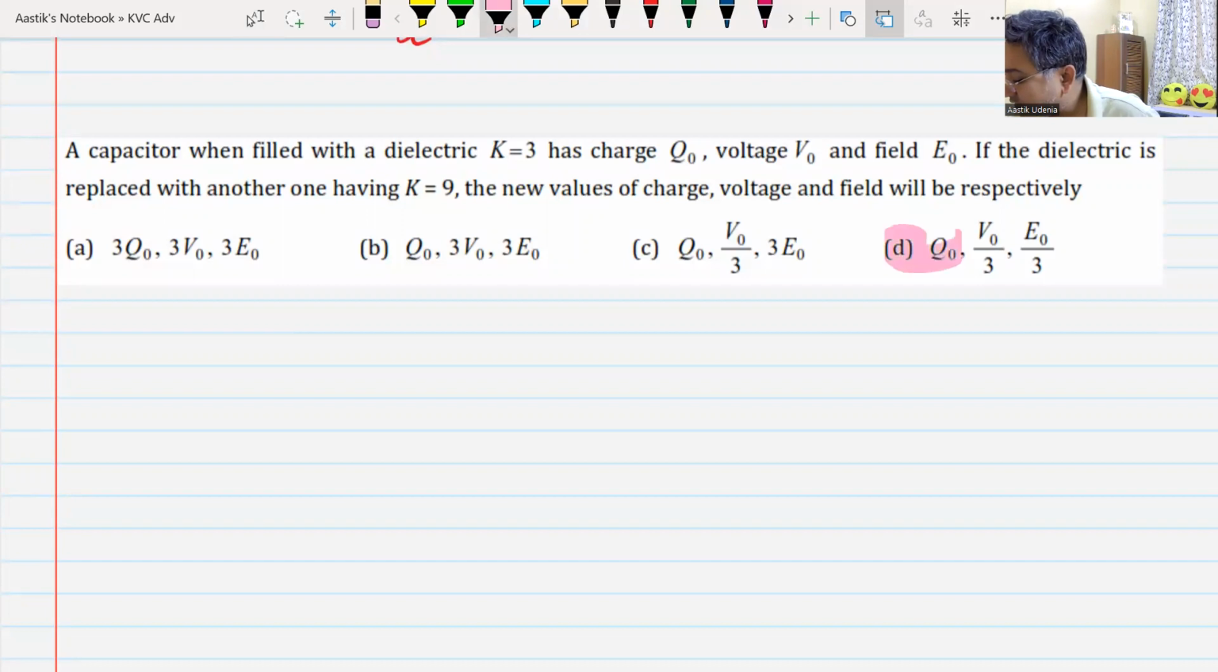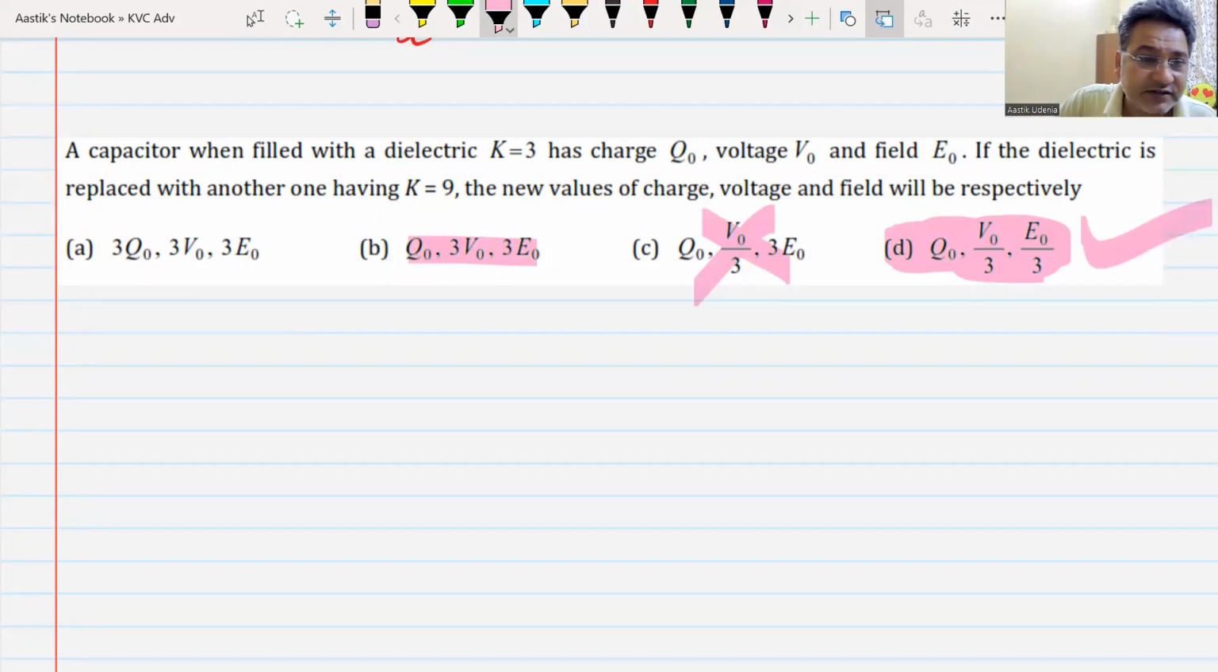So the correct option is option D. The charge has to remain constant. The charge has to remain Q naught. So the only options are B, C, and D. C option is not possible because if voltage has to change, electric field also needs to change in the same ratio. Voltage and electric field are not going to become 3 times. They are going to become divided by 3. Yes or no? Yes, sir. So the correct option is option D. I hope you are able to understand what I am saying here. Yes or no? Yes, sir.